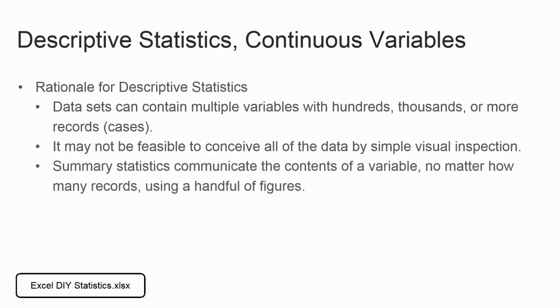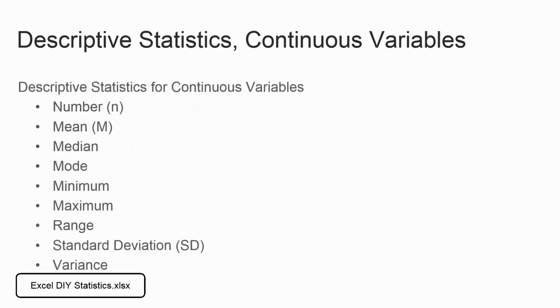Instead of trying to make such estimates, summary statistics comprehensively communicate the contents of a variable with a brief handful of numerical results. This list of 9 descriptive statistics can comprehensively summarize any continuous variable no matter how long the list of numbers is. We'll now explore each one.